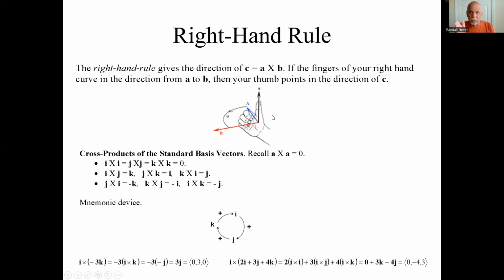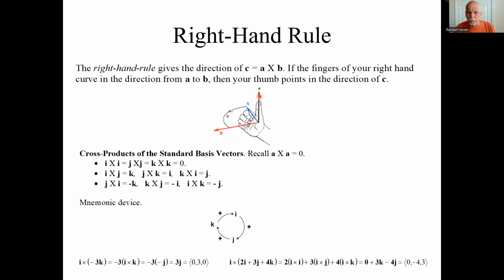A cross B depends on which direction it goes in. If A is where your fingers initially start pointing, and then you curve them in the direction of B, the thumb points in the positive cross product direction. So like here, if I cross A cross B, I get this direction for the cross product.